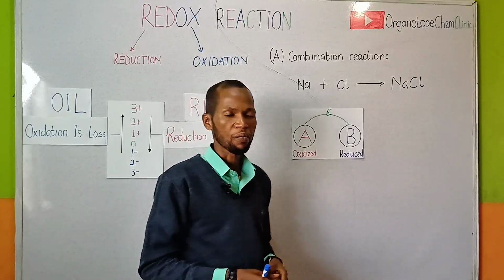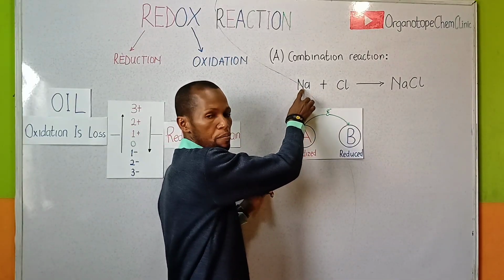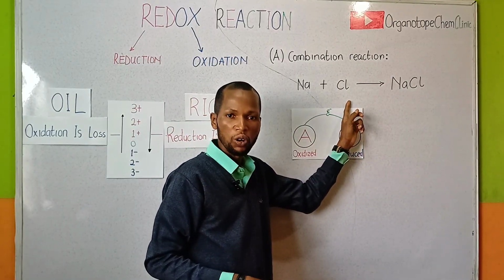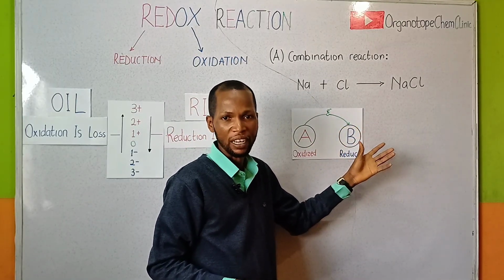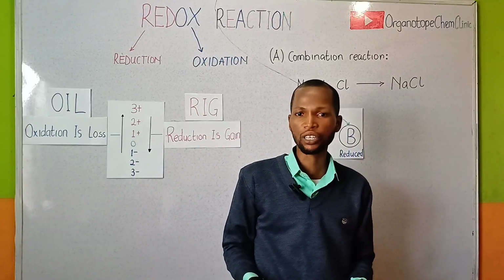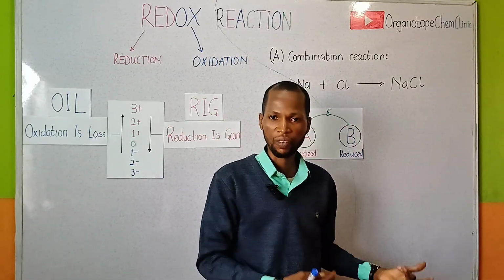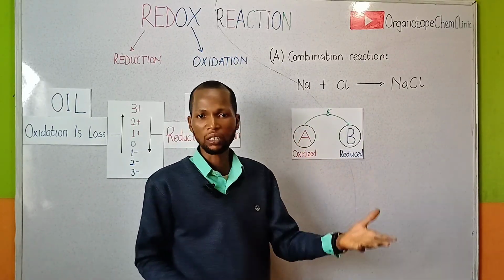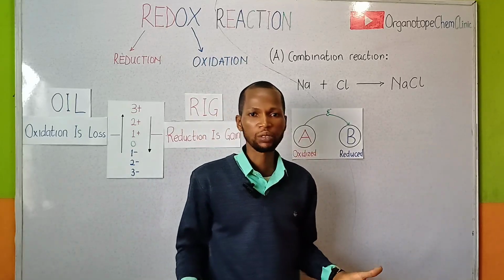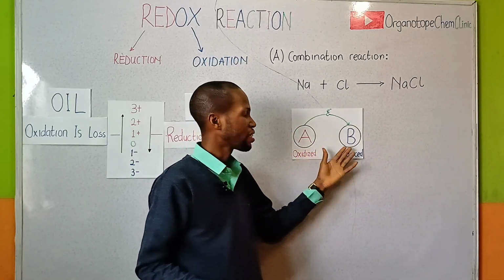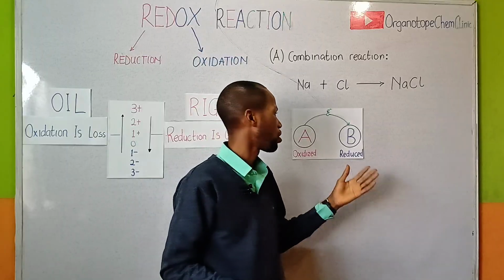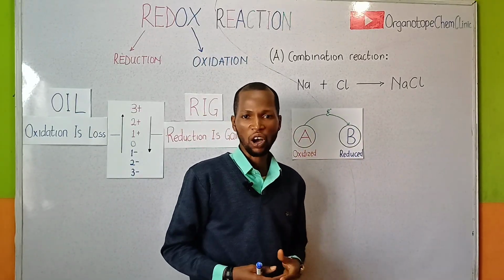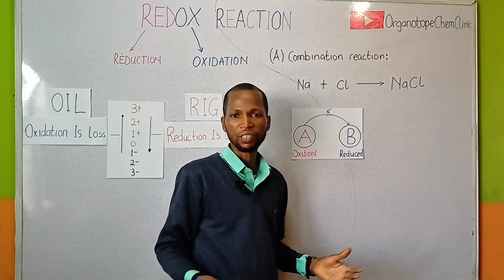Can we identify atom A? Atom A is a metal, which is a sodium metal right here, and atom B is chlorine atom, which is a non-metal. Metals donate electron and the non-metal receive electron. Therefore, when metal donates electron to non-metals, the metal becomes oxidized in the process, and the non-metal that receives the electron becomes reduced in the process. So we have exchange of electron in every redox reaction.